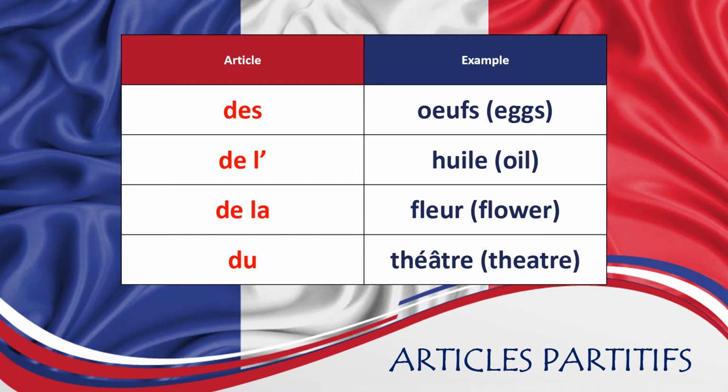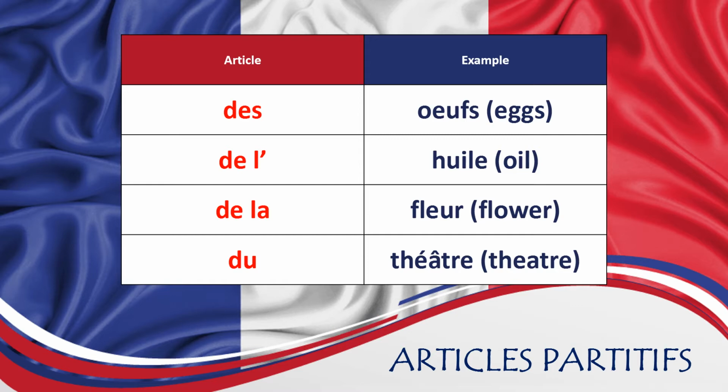Second example. Huile. Oil. What do we use in front of huile? Do we use des? Do we use de la? Do we use du? Or do we use de l'? Well, let's see. Is it plural? No. Does it start with an H? Yes, so it is de l'huile.